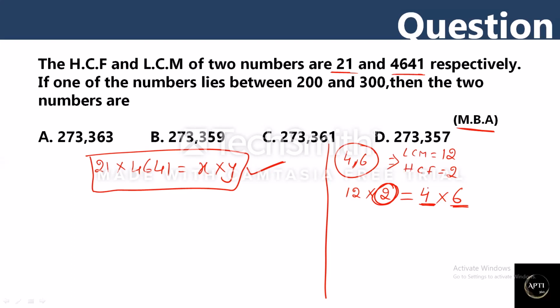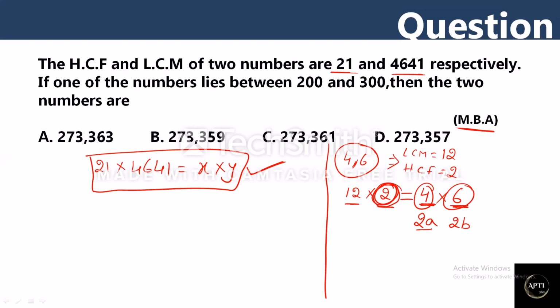But if you don't know the 4 and 6, and they have only given 12 as the LCM and 2 as the HCF, they have not given what those numbers are. How can we consider it? There is a simple logic. These numbers are based on the HCF. What is the HCF here? 2. For sure it is a multiple of 2, so I can consider it as 2a, and this is also a multiple of 2, so I can consider it as 2b.